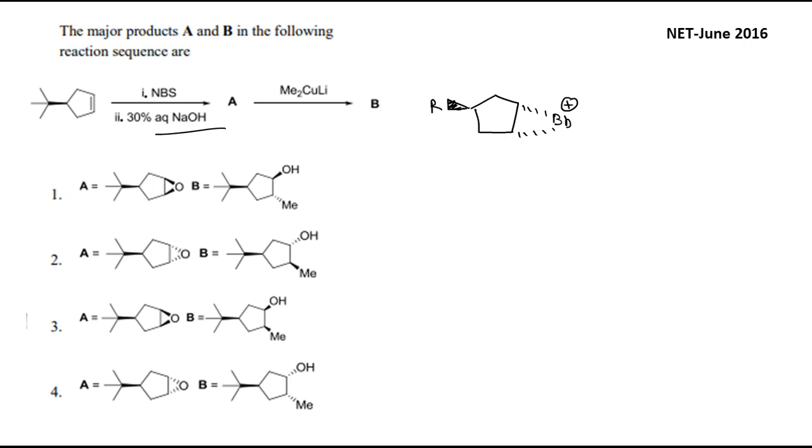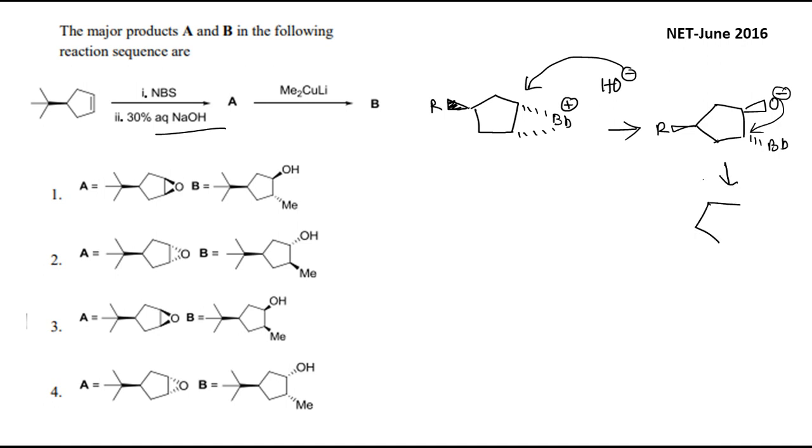Okay. Now as in the medium you have HO minus present, it will attack from the upper side, and you will get, now bromine is below the plane, OH is here, and there is this R group, a large group. In basic medium, this OH will attack here and Br will be removed. So finally what are we getting? We are getting this, which is above the plane, and here we have this large group. So it is matching with any of these two.